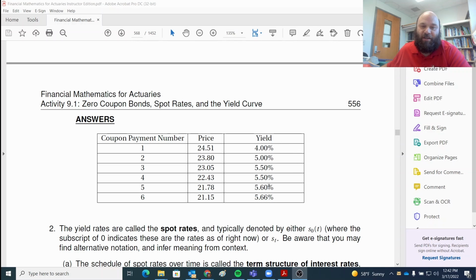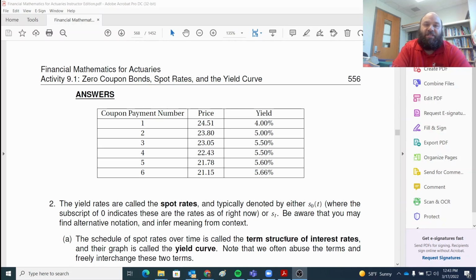In this case, these are nominal, annual, convertible semi-annually. We either denote them with S sub 0t, where 0 indicates that these rates are what we are looking at as of right now, or just S sub t. But with spot rates, and later we'll see forward rates, a lot of that notation can change depending on the text you're using. So be cautious about that. Just make sure whatever you're reading, you make sense of what the notation stands for.